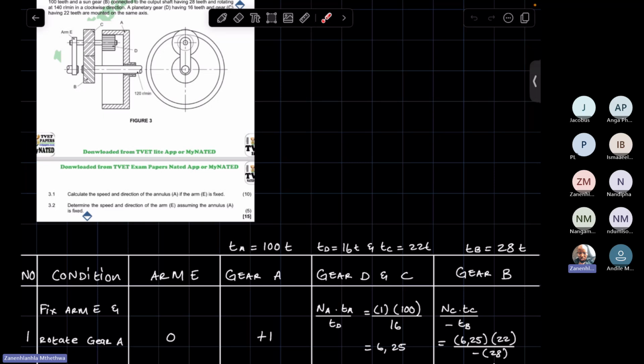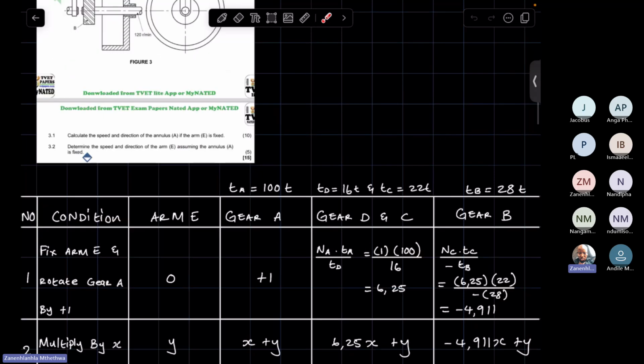The reason I do that is because to complete condition one, you only need one thing: the number of teeth, nothing else. If you have all the number of teeth, that is all you need to complete condition one. Again, all you need is the number of teeth of all your gears, which in this case they've given us.